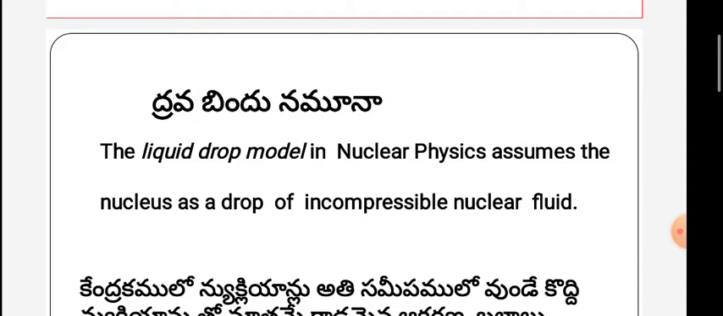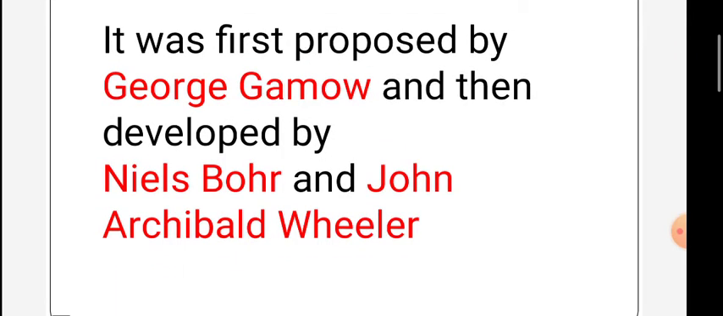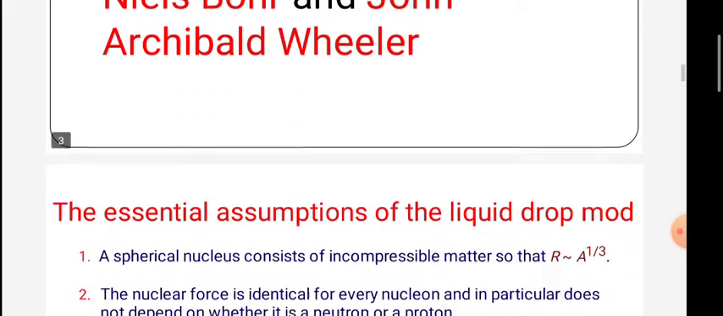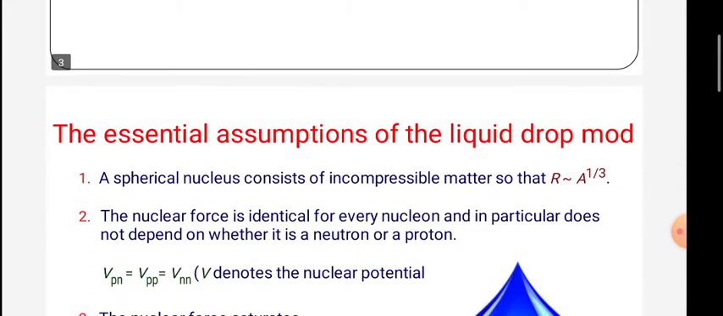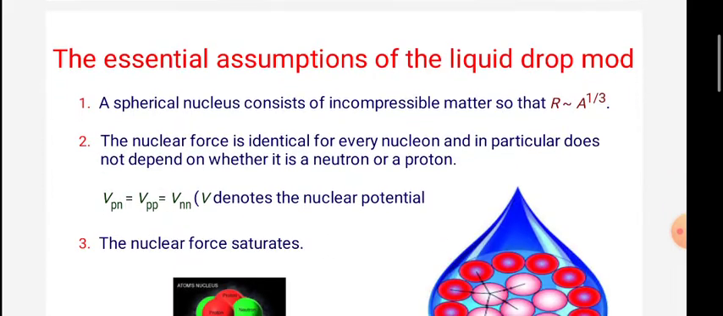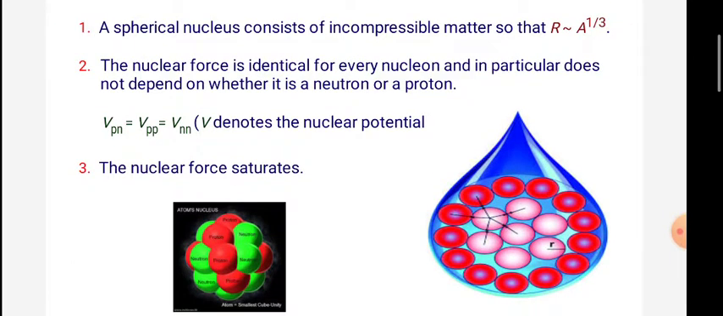The liquid drop model in nuclear physics assumes that the nucleus is a drop of incompressible nuclear fluid. It was first proposed by George Gamow and then developed by Niels Bohr and John Wheeler. The essential assumptions of the liquid drop model are that a spherical nucleus consists of incompressible matter such that R is proportional to the cube root of the mass number, the nuclear force is identical for every nucleon, and the nuclear forces are saturated forces.